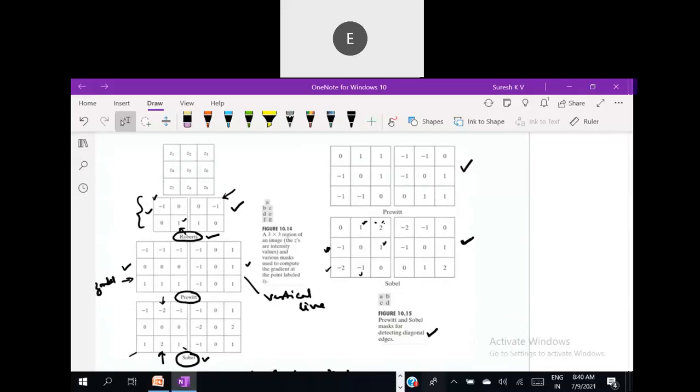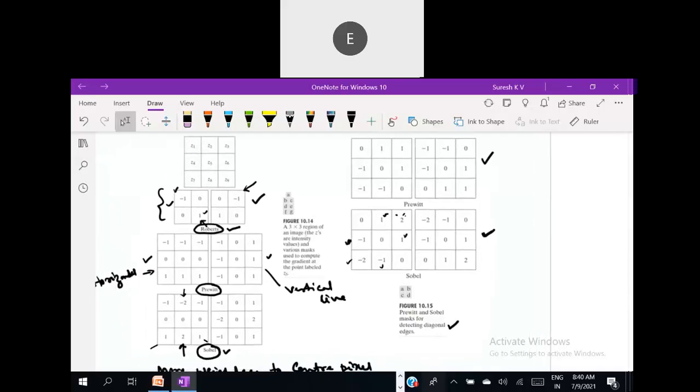Roberts, Prewitt, the entries are +1 and -1. So there is no multiplication at all. You are just performing negation operation. So that way computationally they are fast, and they are approximate filters which can give me the gradients or which can detect the edges.